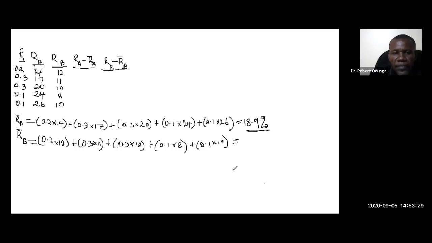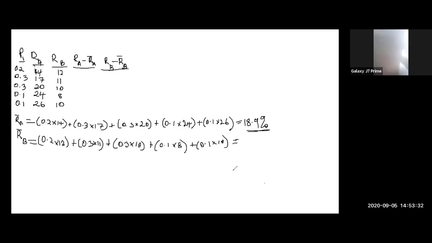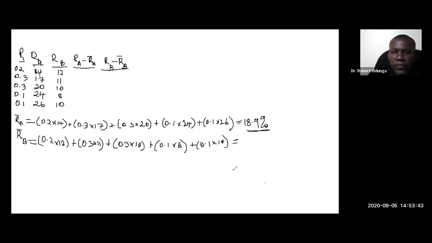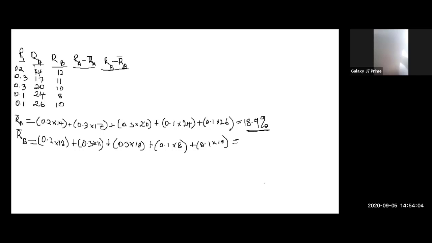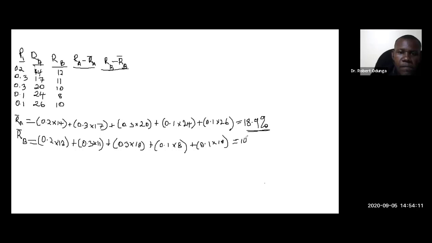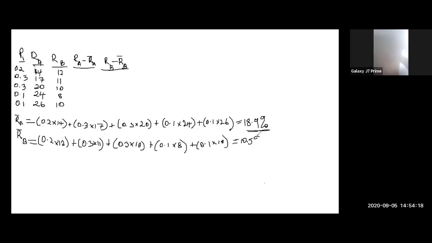For B as well. I think 10.5%. 10.5%. Yeah. So can the rest confirm that?